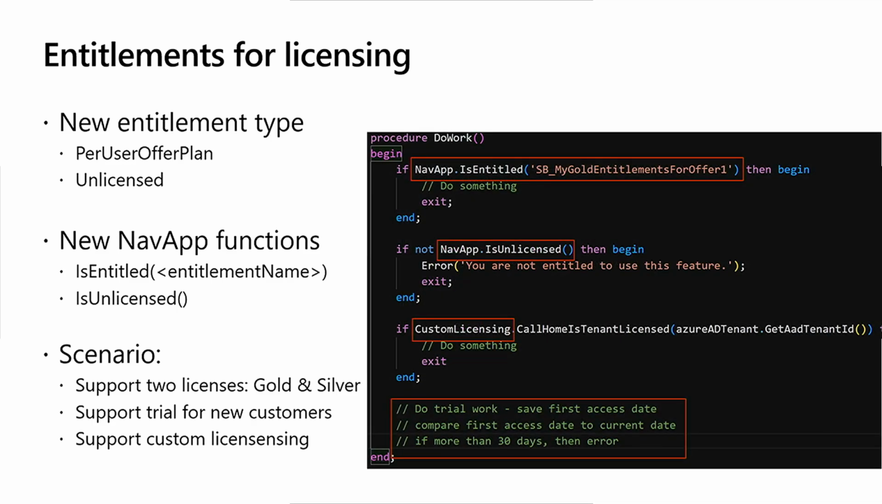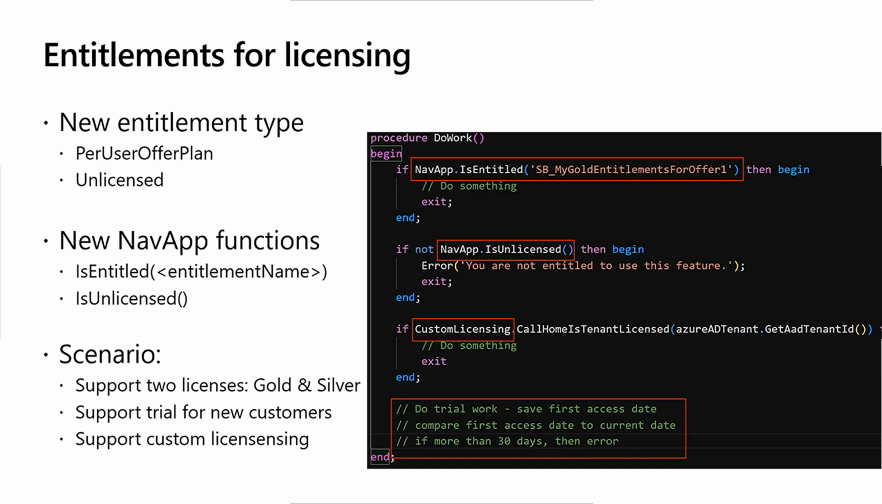Okay, so here I have another scenario. This is my do work app. The first thing I'll ask here is whether the current user is entitled to my entitlement set, right? So this will essentially tell me whether the user that is currently signed in is assigned a license that entitles him to my entitlement set. If he is, then I can do something, and then we're all good.